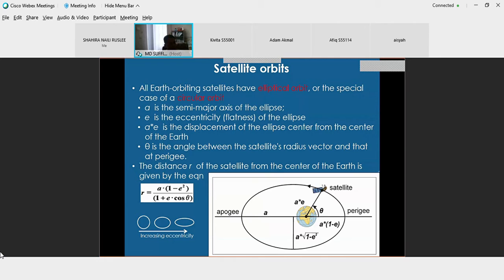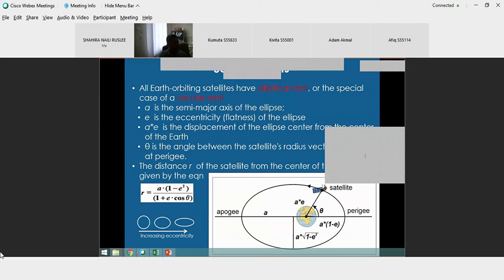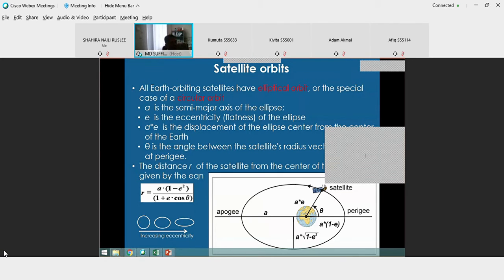Kalau untuk perihelion dengan aphelion tu siapa? Siti Nur Zahirah. No, kumuta. Tak ada yang tulis ni. Zahirah. Kumuta. Perihelion, and aphelion.